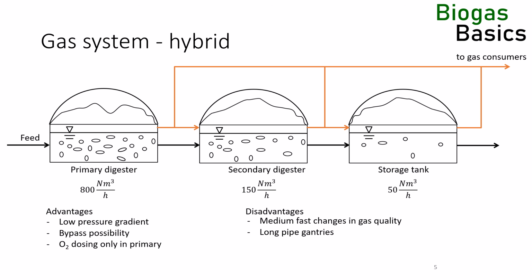O2 can be dosed only into the primary digester, and some of the O2-enriched gas will flow into the secondary digester and storage tank. Changes in the gas quality will move faster through the system compared to a pure serial system. The biggest disadvantage is the requirement for a pipe gantry, long gas pipes, and condensate removal in the pipe system. However, there is a way to connect tanks that offers almost only advantages: the ring system.